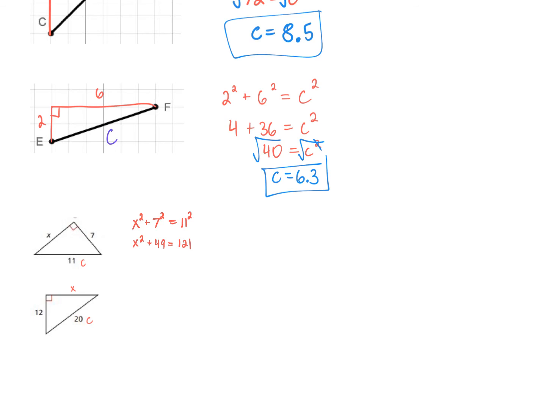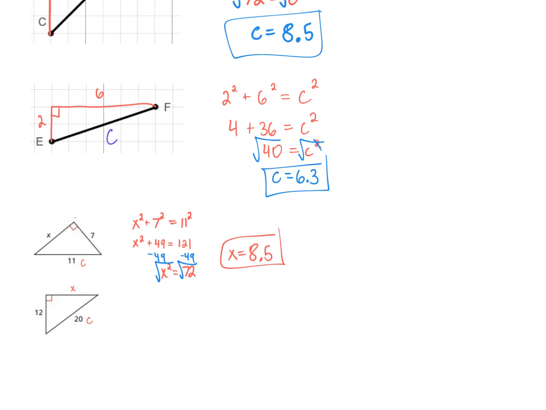Now, if I subtract 49 from both sides, I get x squared equals 72. And I know that when I take the square root of 72, I get around 8.5 for that missing side length.